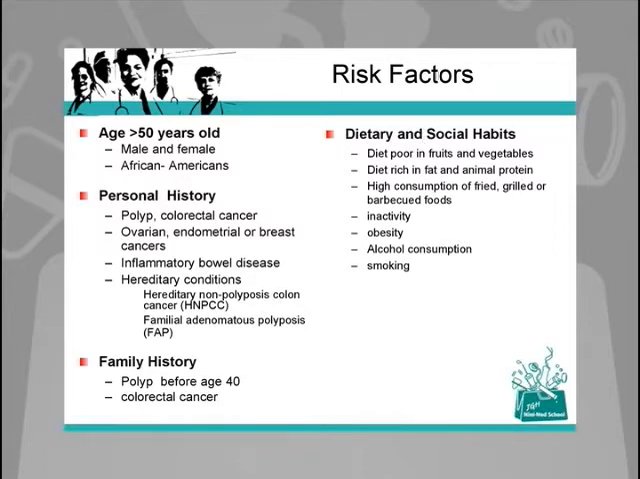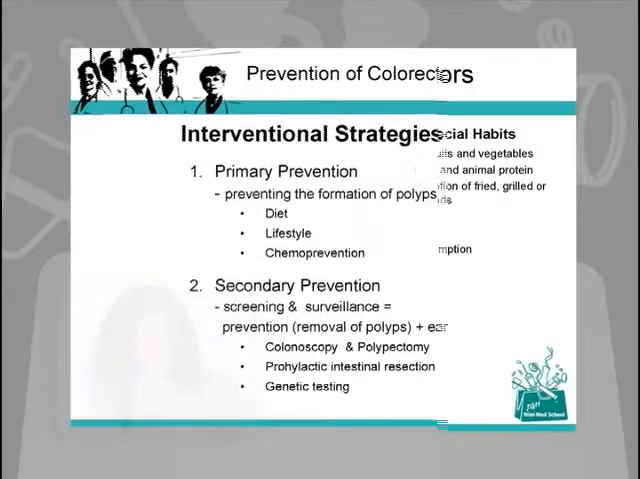Dietary and social habits also can affect your risk. If you have a diet that's very poor in fruits and vegetables and high in fats and animal proteins, if you consume a lot of meats that are fried, broiled, or barbecued, if you're inactive or obese, and if you consume a lot of alcohol or smoke, these are all risk factors.